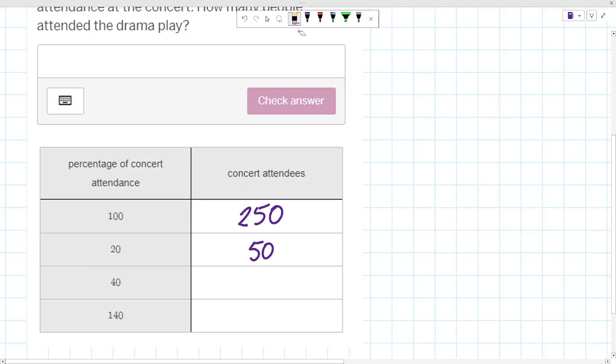Now let's move on in our table. How do I get from 20 to 40 in terms of multiplication or division? Well, 20 times 2 is 40, because 2 times 2 is 4. So 20 times 2 is 40. So what do I need to do on the right-hand side? I need to multiply by 2. What is 50 times 2? That's like 50 plus 50. That's going to be 100.